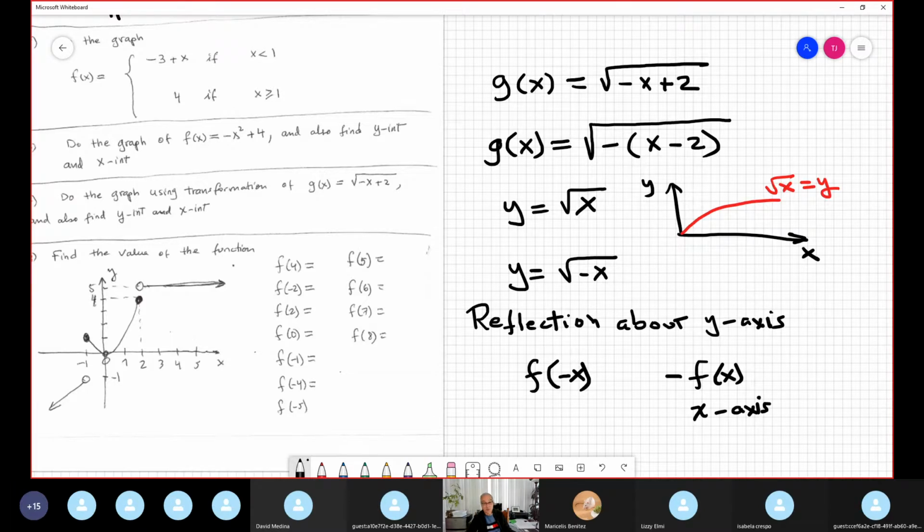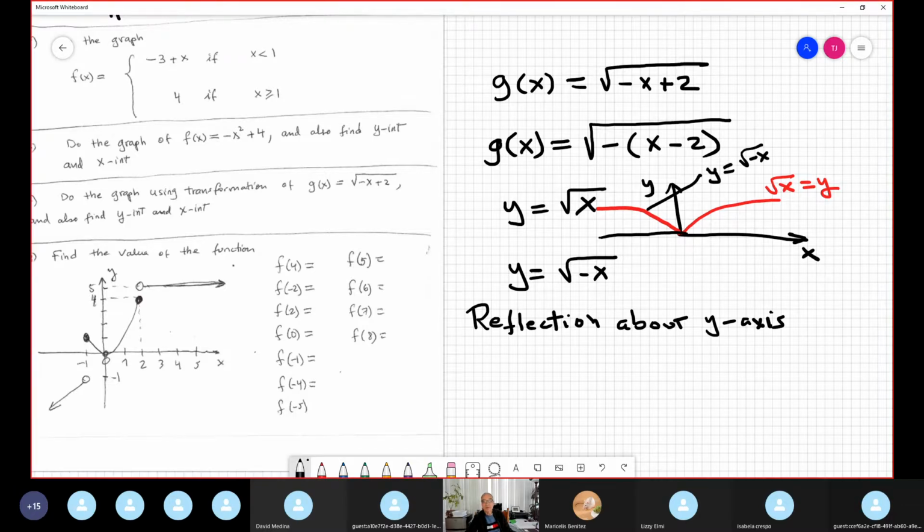Similar to the previous example. But this one, no, this is negative inside. How do you know inside or outside? Because the square root symbol behaves like a parenthesis. It's a grouping symbol. So now my new graph is like that, in the other direction. So this is the graph corresponding to y equals square root of negative x after the reflection.